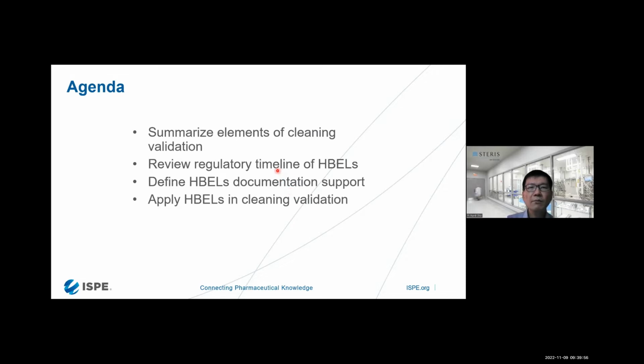So in today's agenda, basically we will summarize the main elements of cleaning validation. And then my colleague Paul will continue to talk about the health-based exposure limits. I'm sure this section will attract a lot of interest. He will talk about the regulatory timeline for the HBELs, and also what documentation is required to define the HBEL, and how we apply these health-based exposure limits in the calculation for the acceptance criteria for cleaning validation.